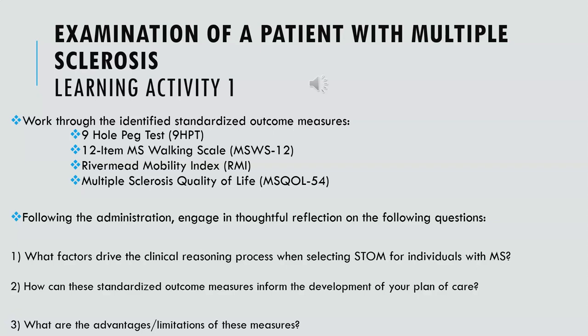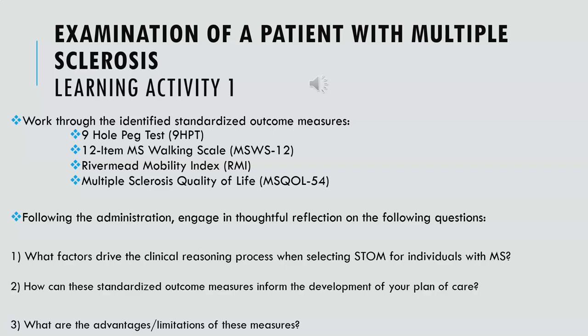There are some questions that I'd like you to think about as you move through the remainder of the PowerPoint. What factors drive your clinical reasoning process when deciding what standardized outcome measures to select for a patient with multiple sclerosis? And what information do these tools give you, and how does it inform your plan of care for this patient population? And then as we move through these tools, I'd like you to think about the advantages or limitations of each of these tools.